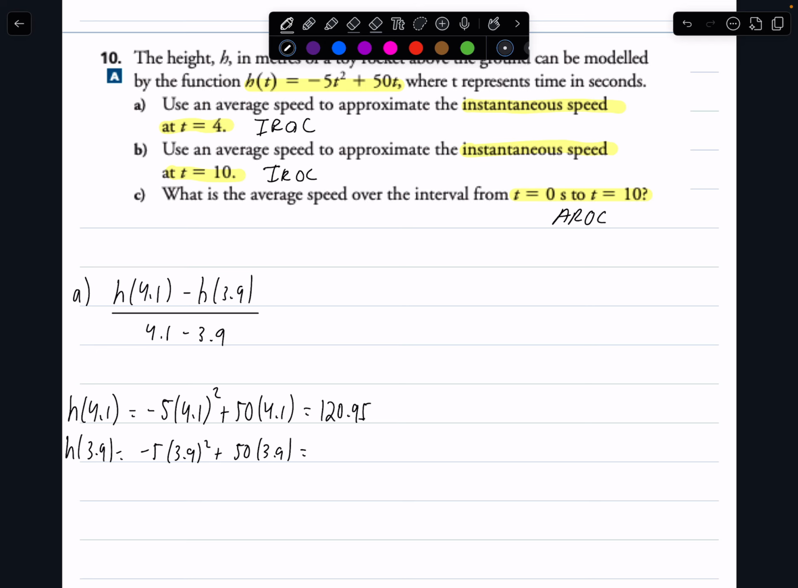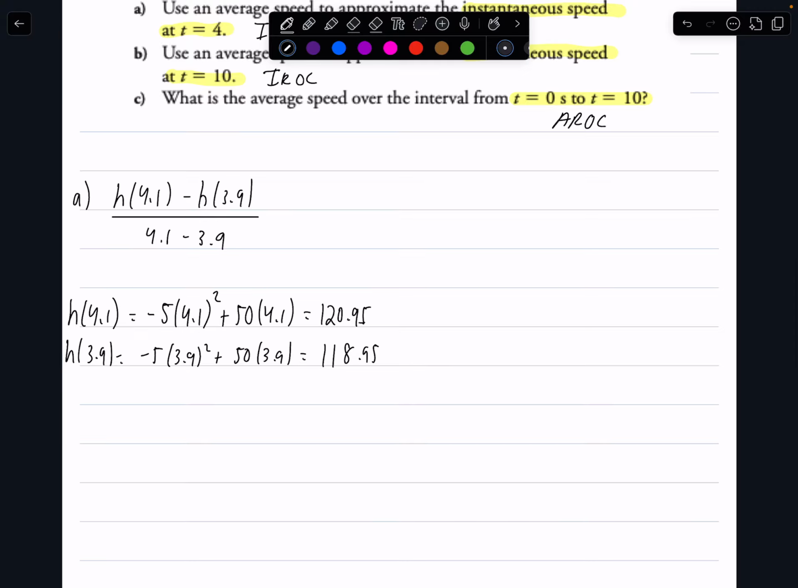And then we're going to do the same thing for the 3.9. By this time, guys, you should already have this down packed. It's very, very similar to the other question we just did, but we're just doing it twice. So what we're going to end up with is 120.95 minus 118.95 over 0.2. And you end up with 10. And remember, because we're dealing with speed, we are in meters per second as well.